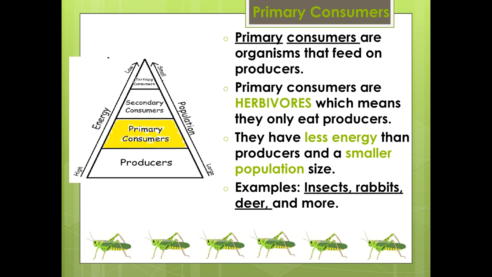Some examples of primary consumers are insects, rabbits, deer, and more. These are all things that feed on plants. They're considered herbivores.